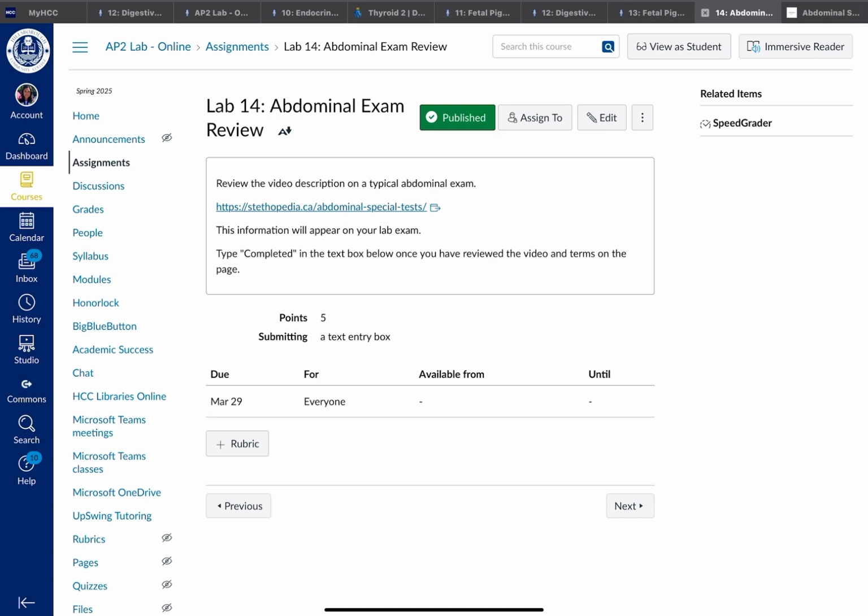The last lab's a little bit unique. It's just an abdominal exam overview. There's some things that I would like for you to know about how an abdominal exam is performed. And all you have to do is type complete at the end.